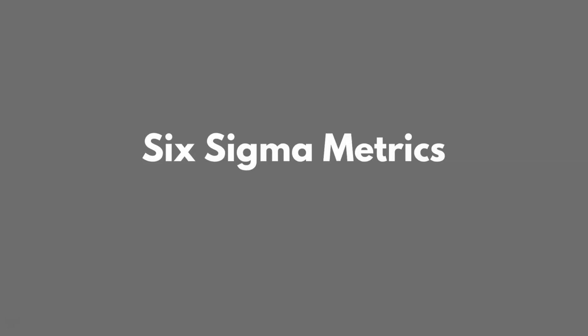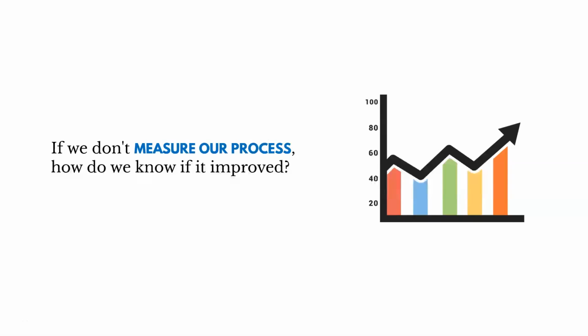Now that we've talked about the cost of poor quality, we're going to talk about some other Six Sigma metrics. What's important to remember first, though, is if we don't measure our process, how do we know if it's improved? What's going to be important at the start of a Lean Six Sigma project is we measure where we are today, so we understand what our goal is and how far we have to go to get there.